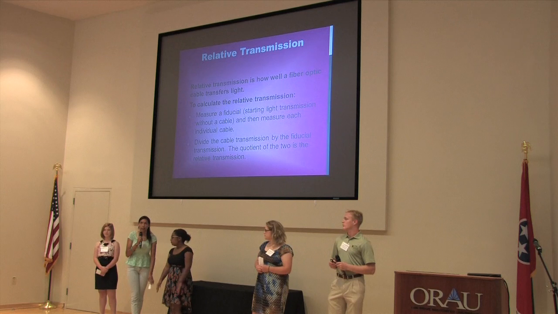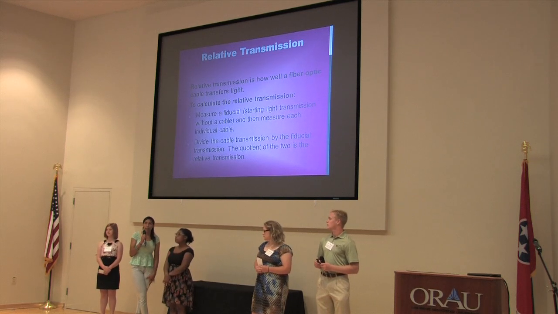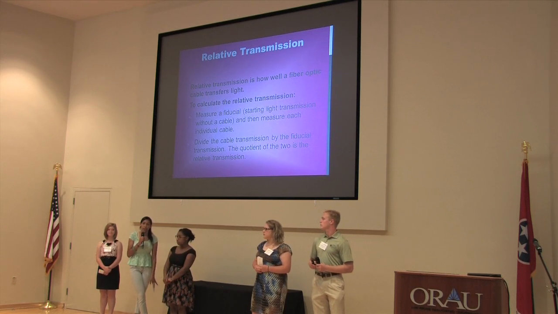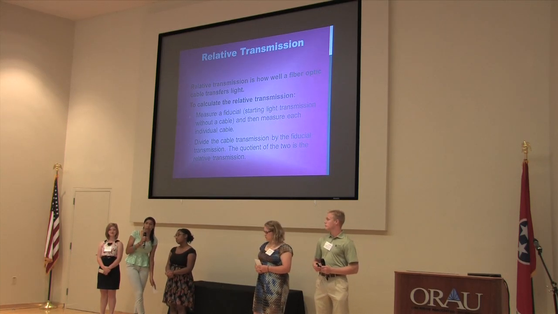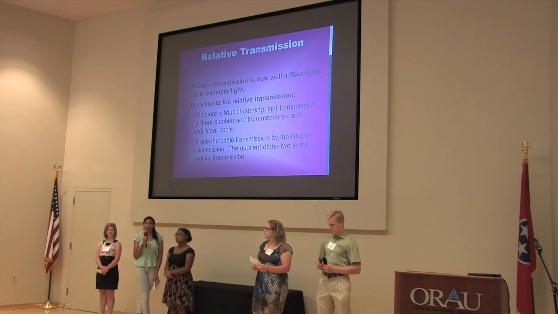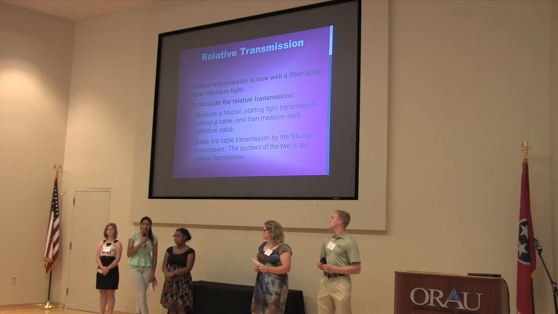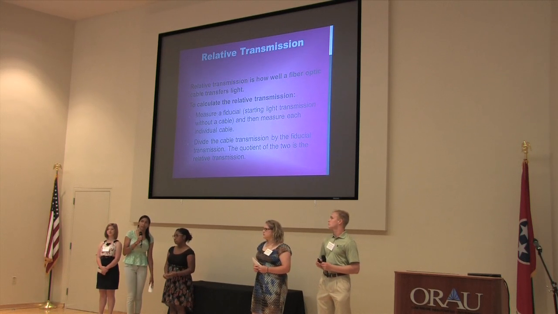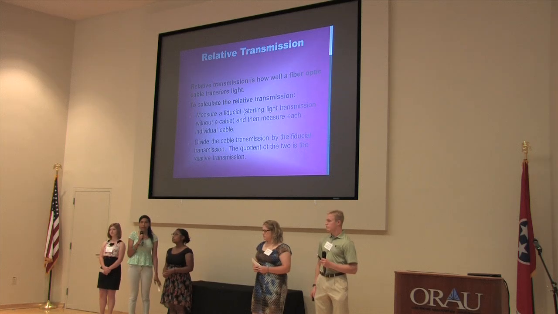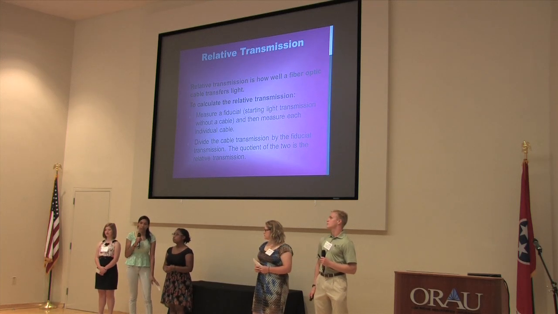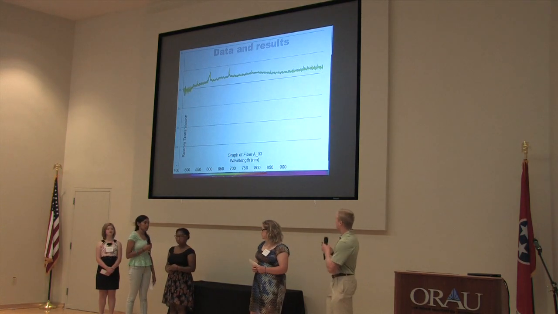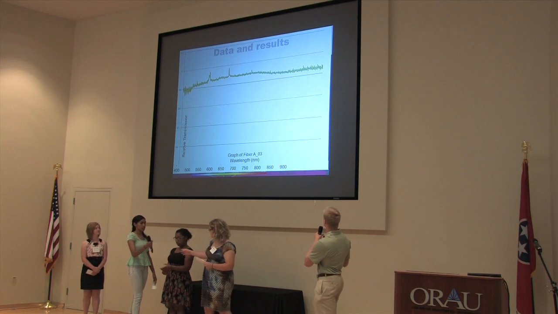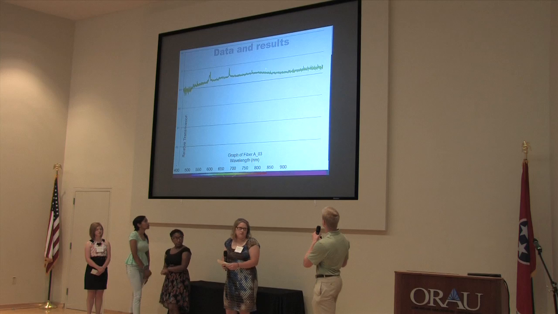We also had to find the relative transmission, which is basically how well a fiber optic cable transfers light. To calculate the relative transmission, you have to first measure a fiducial, which is the starting light transmission without a cable, and then measure each individual cable. Then you divide the cable transmission by the fiducial, and the quotient leads to the relative transmission. So here you'll see some data and results from the experiments we conducted.